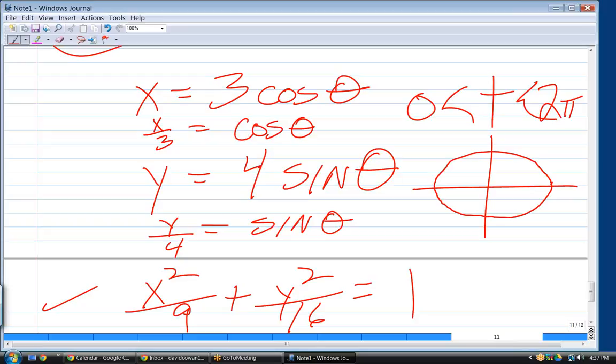Okay. So I think that's probably the two most important things about parametric equations, what I've just gone over: how to eliminate the parameter when you have a polynomial type thing, and how to eliminate the parameter when you have it in trig functions.